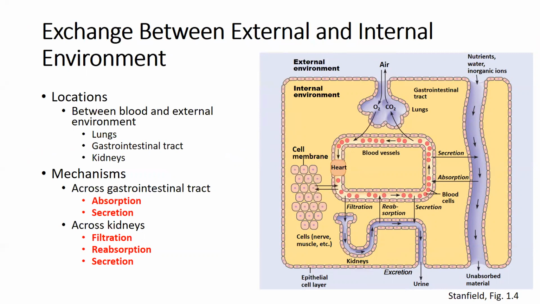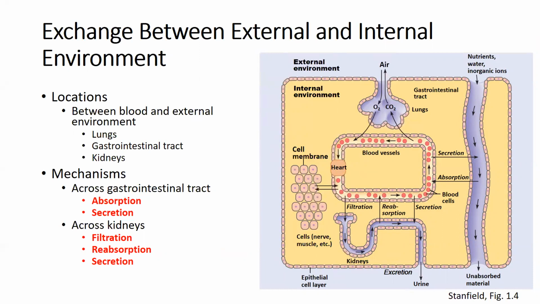Now, the exchange can happen at several locations, which we just mentioned. There's the lungs, the gastrointestinal tract, the kidneys, and there are a few mechanisms by which it's exchanged. All right, an example is across the gut or across the GI tract. There are two mechanisms called absorption and secretion. Absorption is where we're bringing things in that we want. We're bringing in nutrients across that epithelial barrier, right? That's going to help to nourish the body. Food that we eat is absorbed across the GI tract.